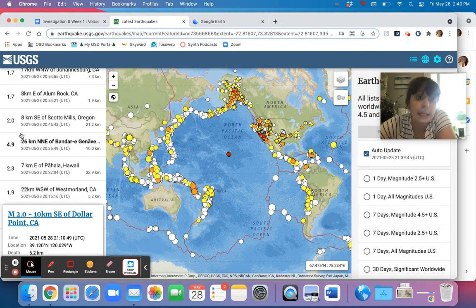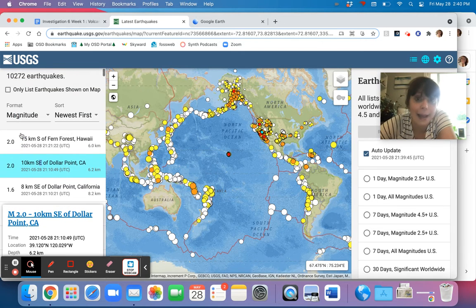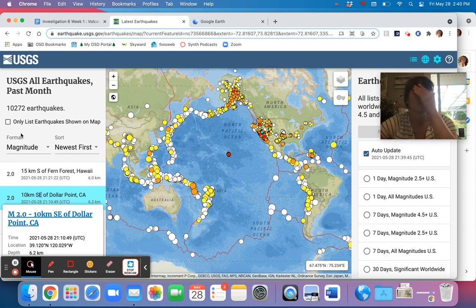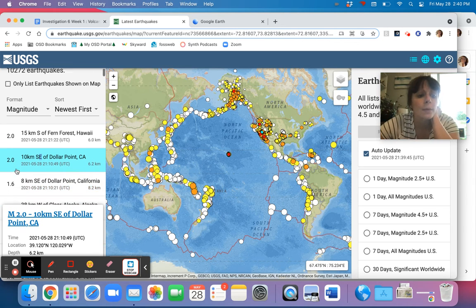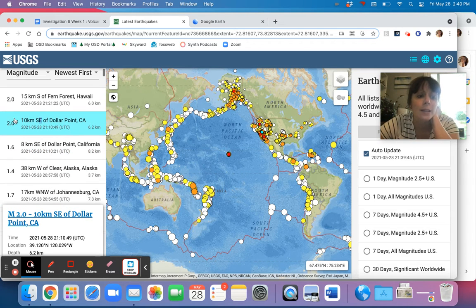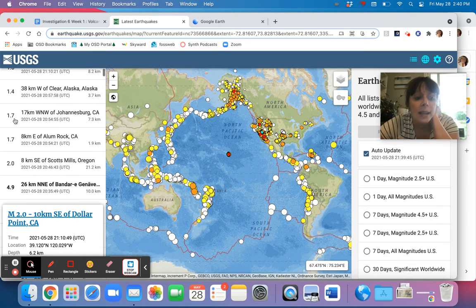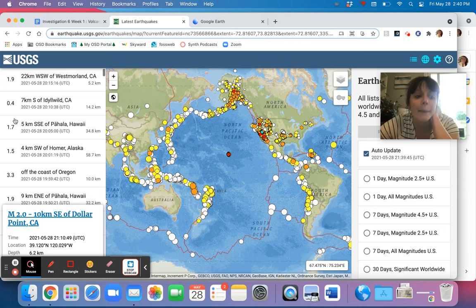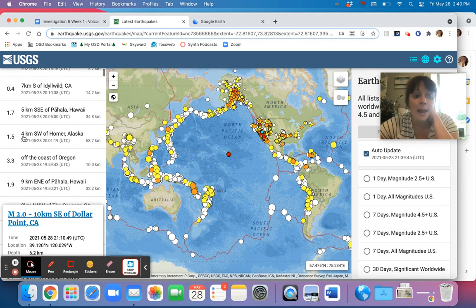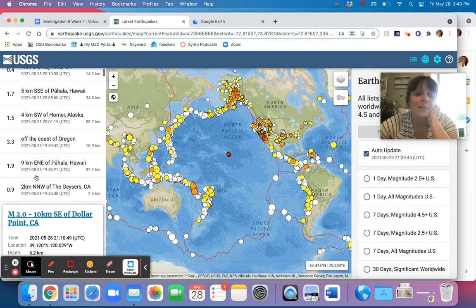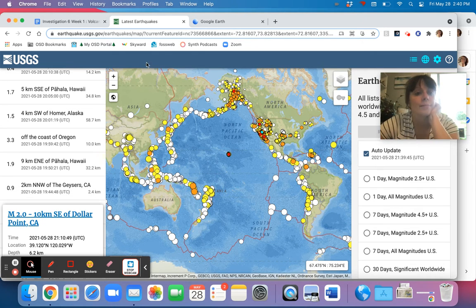It ranges from 0 to 10. It's called the magnitude of an earthquake. And most of these are small, so small that probably people didn't even feel them happening. It needs to get to around a magnitude of 3 in order for people to feel it. So most of these people did not feel.